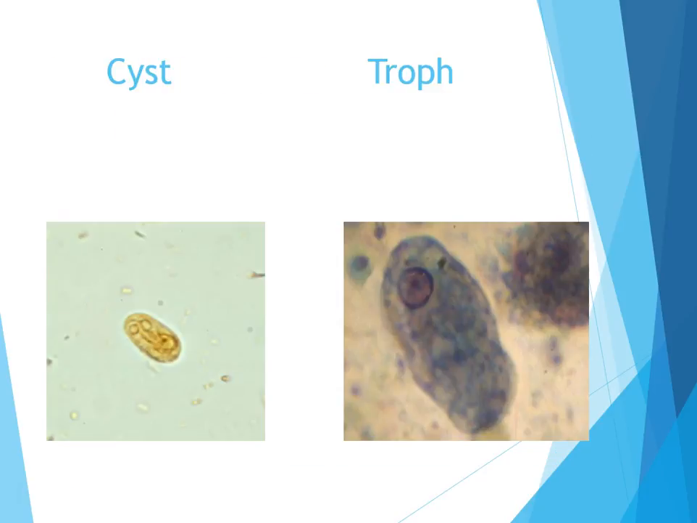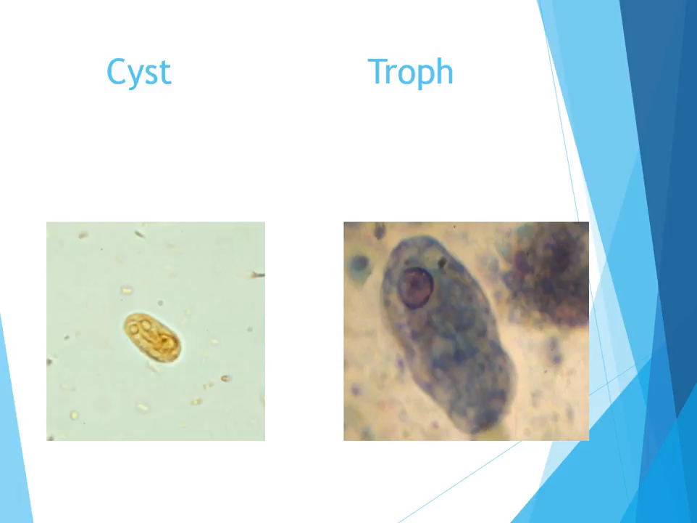The two stages that most parasites have are cysts and trophs. The cyst is usually a round or oval shaped organism. The troph is a little bit more elongated and it's shaped differently. They usually have pseudopods that stick out. They're not going to be all pretty and round all the time like the cyst.